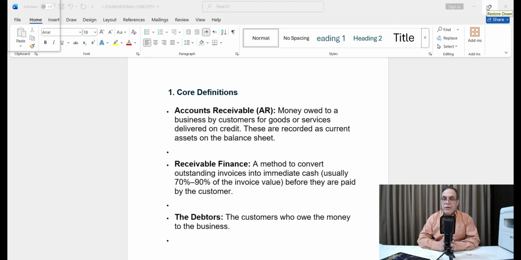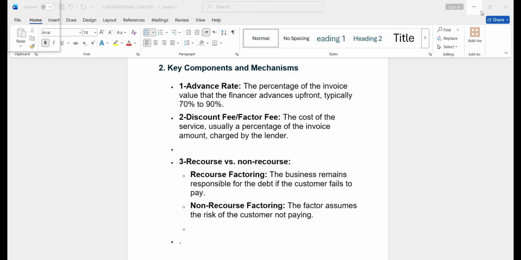1. Core definitions of foundational concepts. Account receivable, AR. Money owed to a business by customers for goods or services delivered on credit. These are recorded as current assets on the balance sheet. Receivable finance, a method to convert outstanding invoices into immediate cash, usually 70% to 90% of the invoice value, before they are paid by the customer. The debtors, the customers who owe the money to a business.